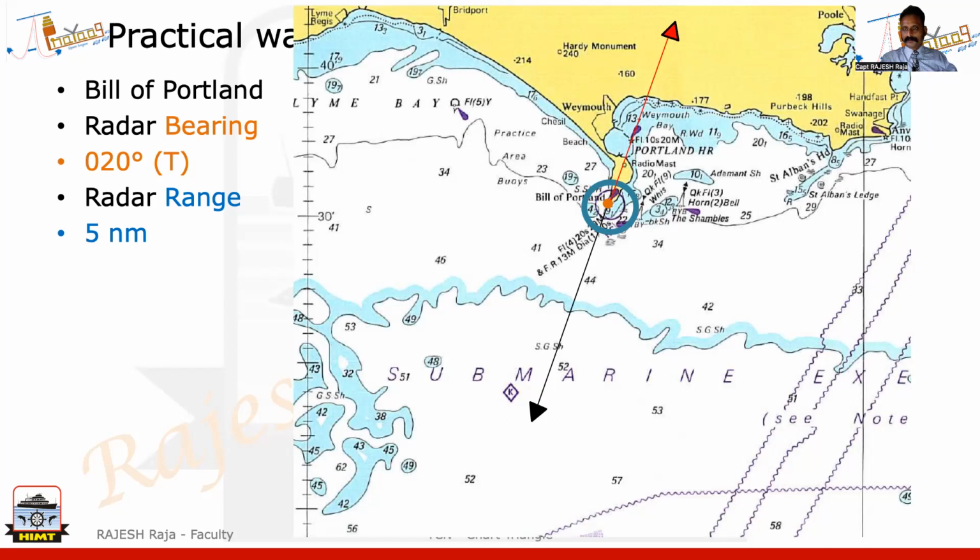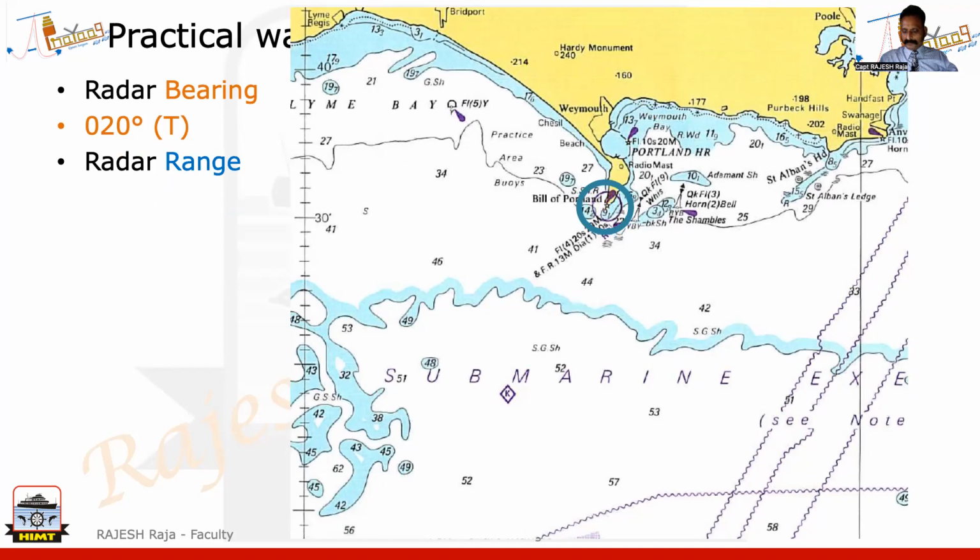So don't consider the top red line. Your vessel is anywhere on the black color line, which is the opposite of 020. So this is wrong. Please don't make this mistake. It's a very, very common mistake beginners make. Please don't do it. So my vessel is anywhere on this line of 020. I don't know where. Now I'm going to try to look at the range of 5 nautical miles. Let us see what that is.